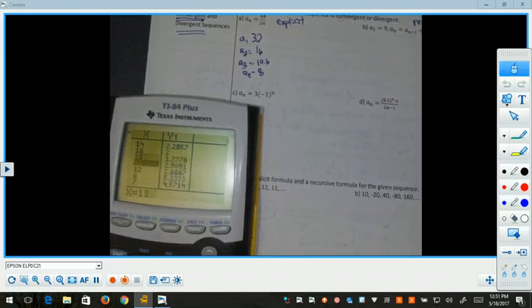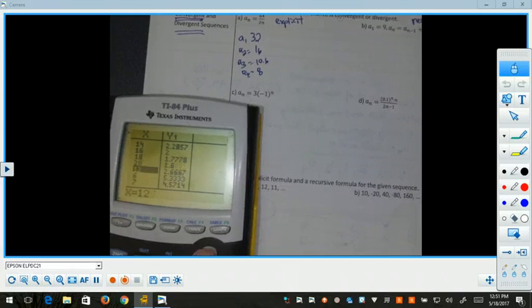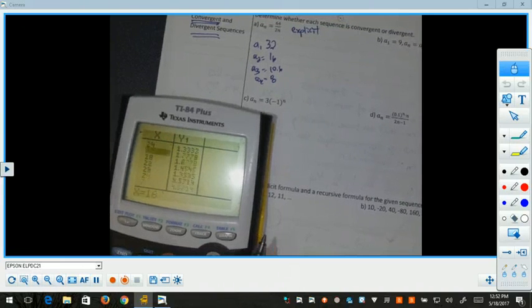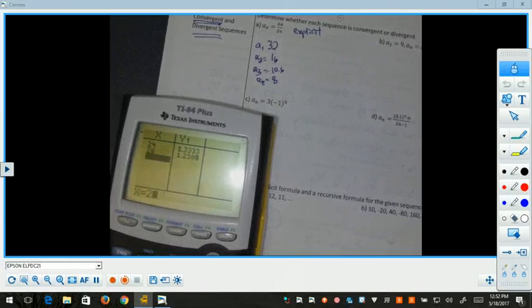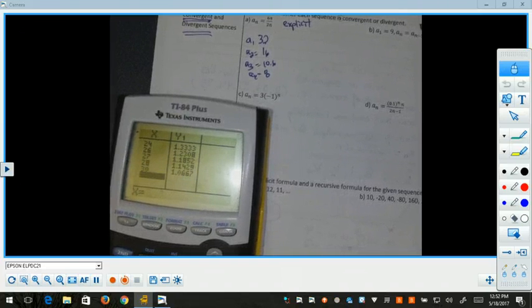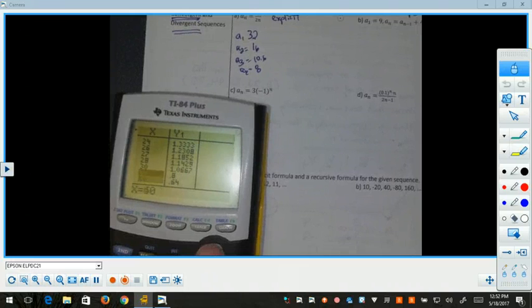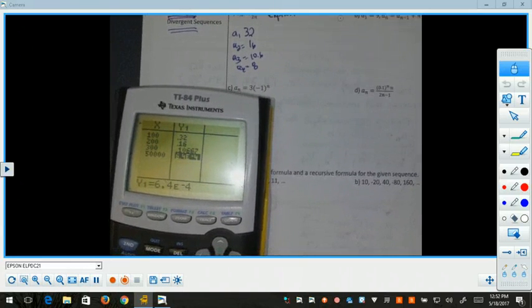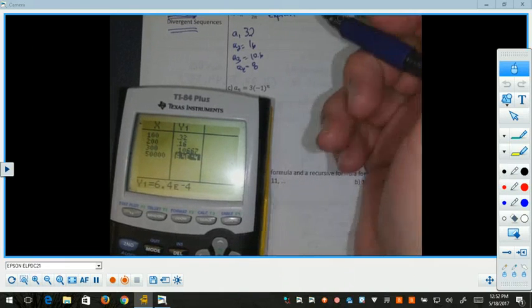14, 16, 18, 20, 22, 24. So I had 24, now I'll do 26. They're getting smaller, but not by as much. 27, 28, maybe 30, maybe 40, maybe 50. They keep getting smaller and smaller. Maybe 100, maybe 200, 300, 5,000. Okay, that number right there, 6.4 e to the negative fourth, is basically, it's not exactly, there is something there, but it's very close to 0.